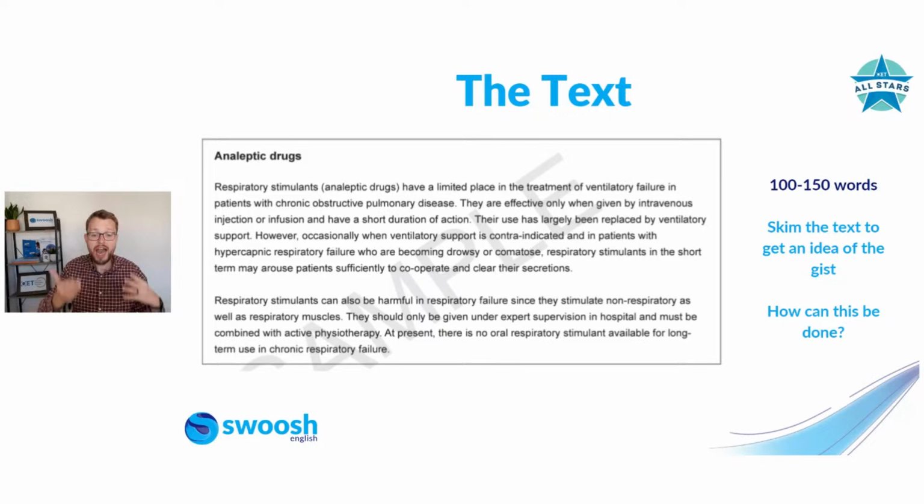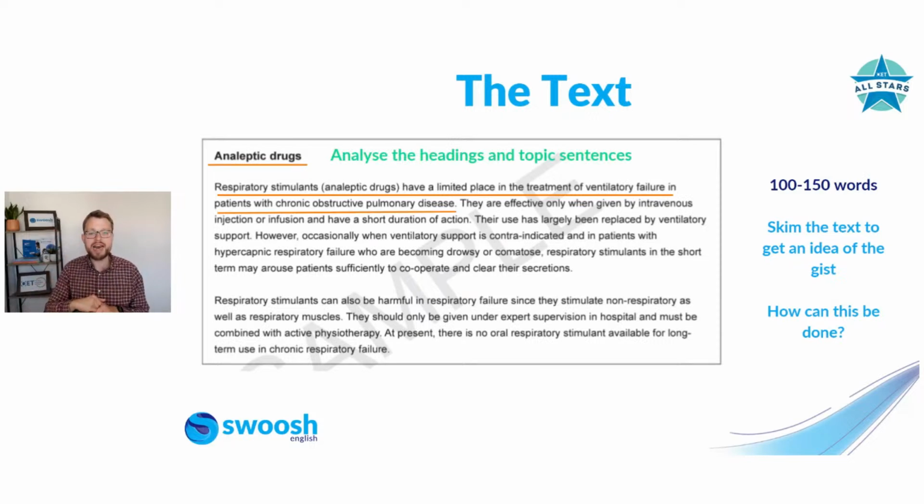So how can we do this? How can we skim read effectively from the get-go? Well, we should be looking for 2 things when we skim read, okay? We want to analyze the headings and we want to analyze the topic sentences. Now, the headings are fairly simple to understand. It is the short emboldened heading at the very top.